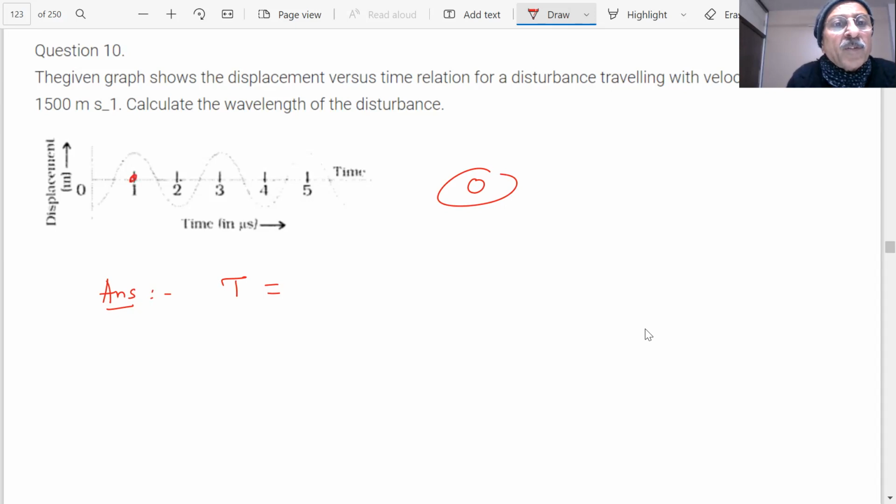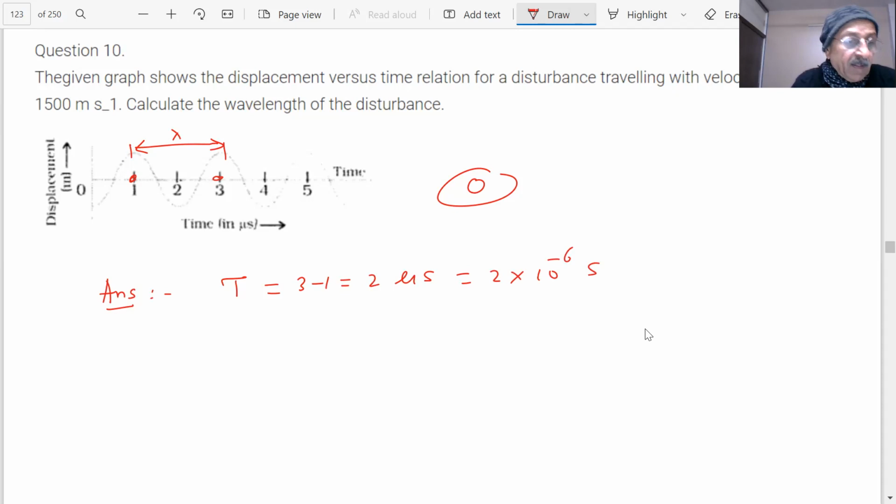If I take this to this point, is it one complete oscillation? Yes, sir. That will be lambda. One complete oscillation is then how much? 3 minus 1, 2. What is this? Microsecond. What is micro equal to? Time period is available.